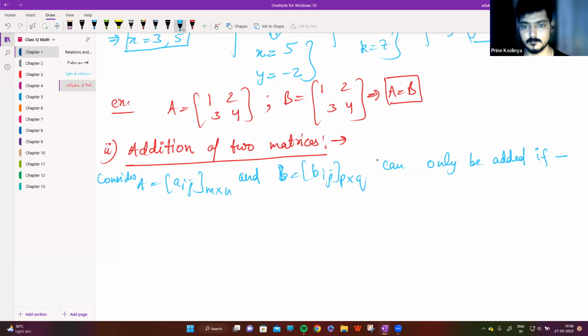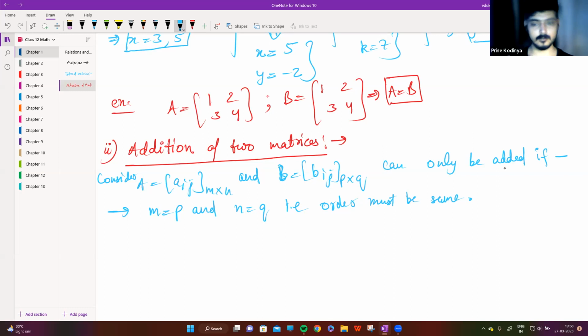if, first part, m is equal to p and n is equal to q, that is, order must be same. जब तक स्ट्रक्चर ही सेम नहीं होगा तब तक यू कांट ऐड। स्ट्रक्चर अगर सेम है तो यू कैन ऐड, एंड हाउ टू ऐड?